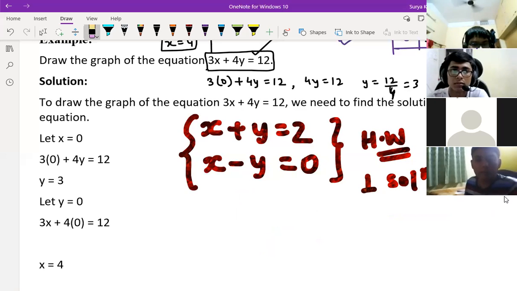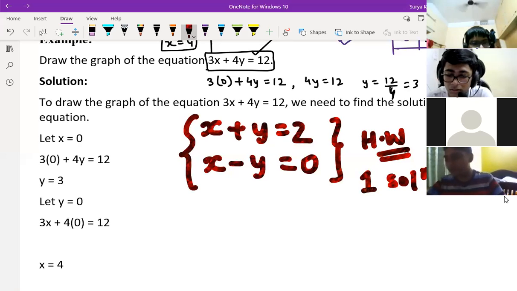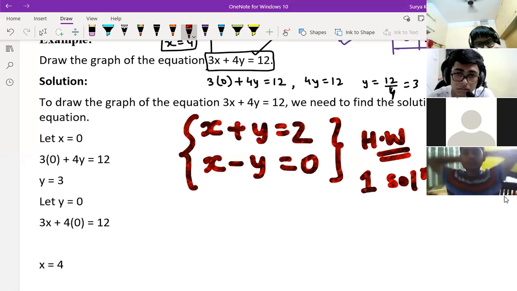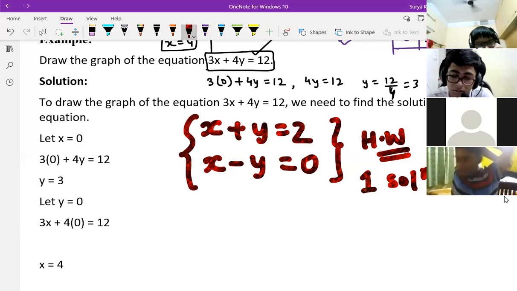One solution I've written. Sir, can we do it like this: x plus y is equal to 2 plus x minus y is equal to 0, then we will get 2x is equal to 2, and x is equal to 2 by 2, that is 1. Yes, that is your elimination method. What you told, that is elimination.